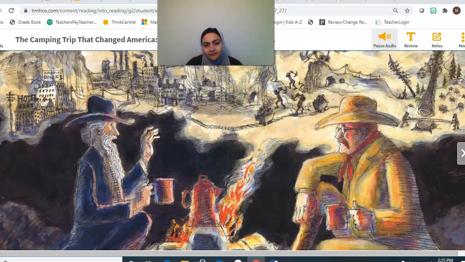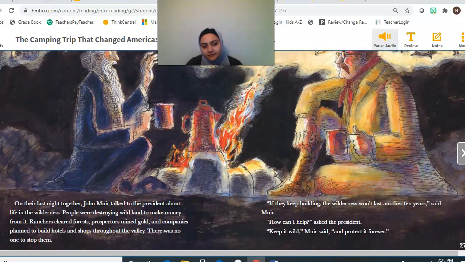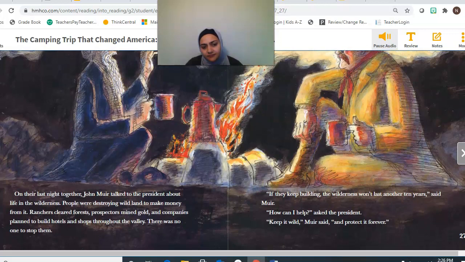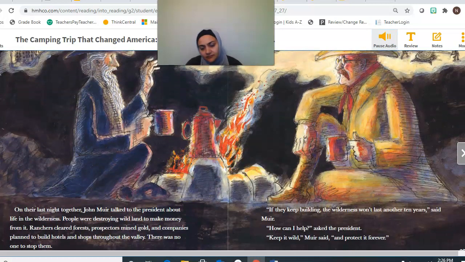On their last night together, John Muir talked to the president about life in the wilderness. People were destroying wild land to make money from it. Ranchers cleared forests, prospectors mined gold, and companies planned to build hotels and shops throughout the valley. There was no one to stop them. "If they keep building, the wilderness won't last another 10 years," said Muir. "How can I help?" asked the president. "Keep it wild," Muir said, "and protect it forever."